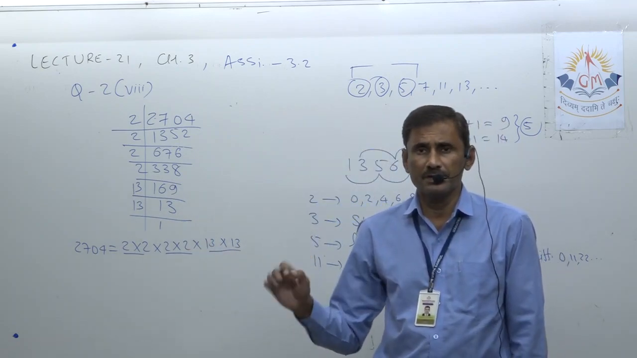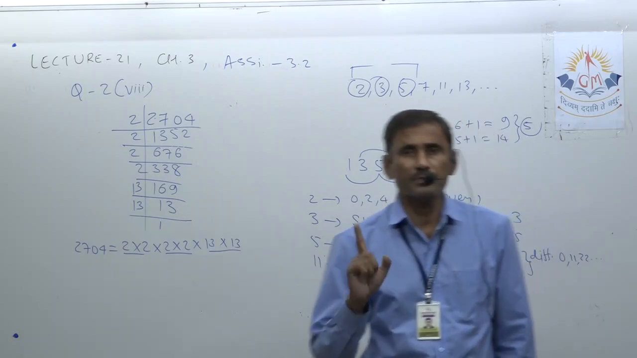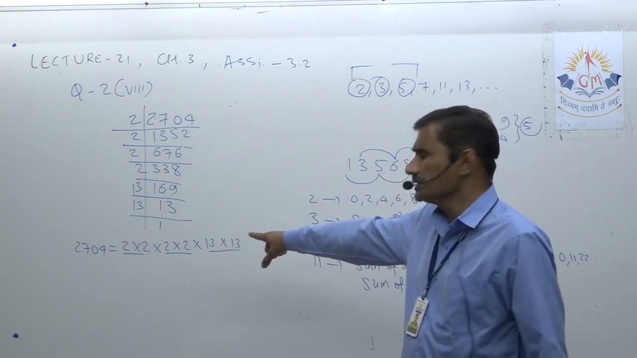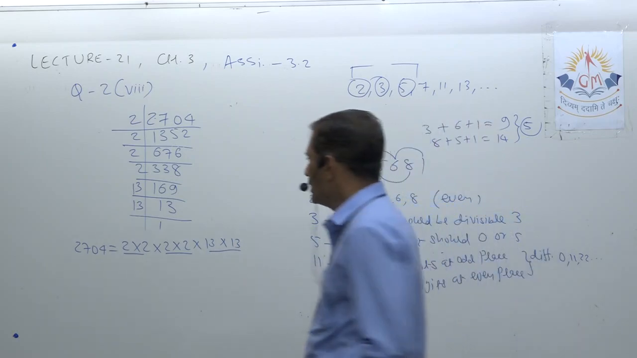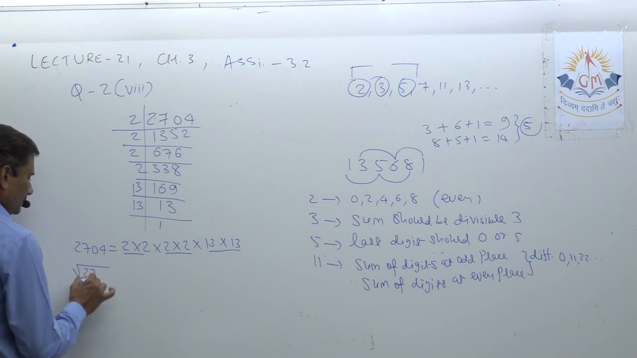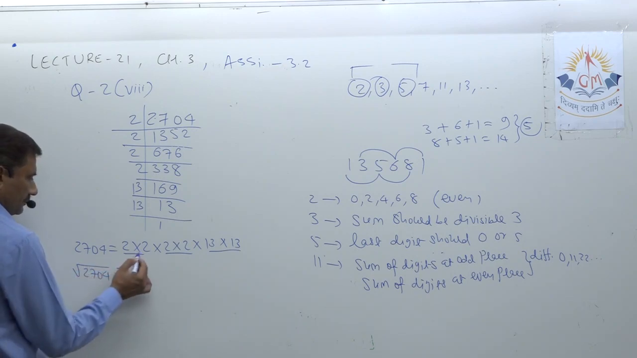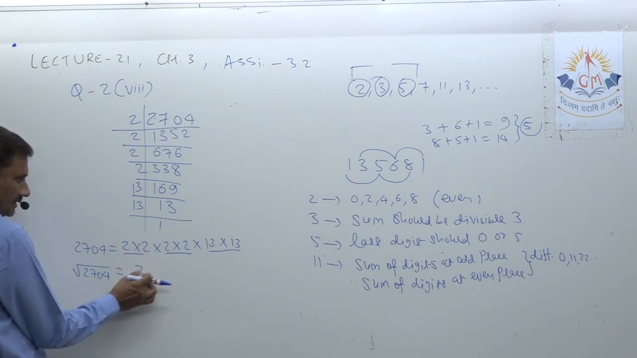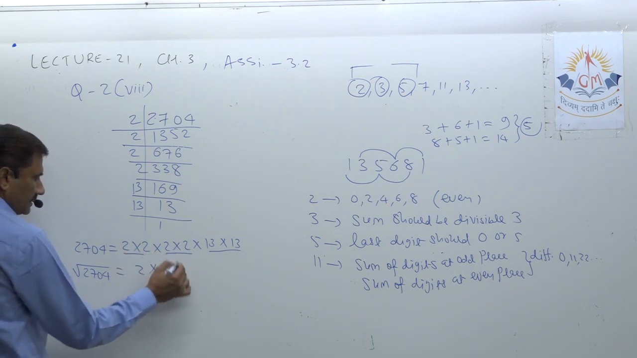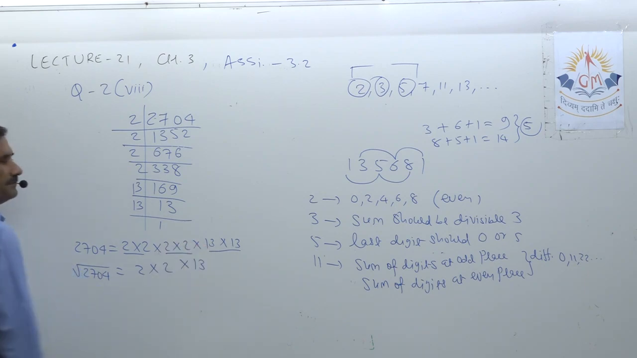Factors will be in pairs, otherwise it will not be a perfect square. If a number is a perfect square, factors are always in pairs only. Now I can give the answer. Square root of 2704 equals, just place 1 digit only from each pair: 1 from this pair, 1 from this pair and 1 from there.